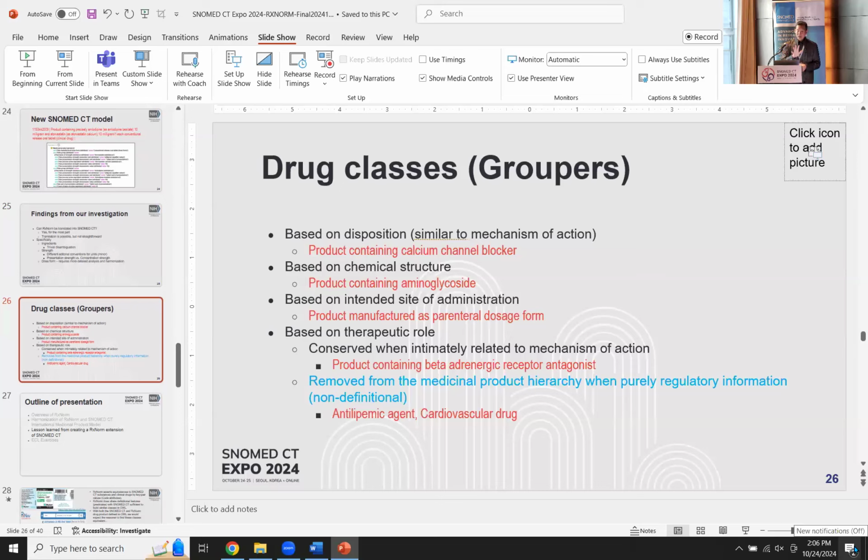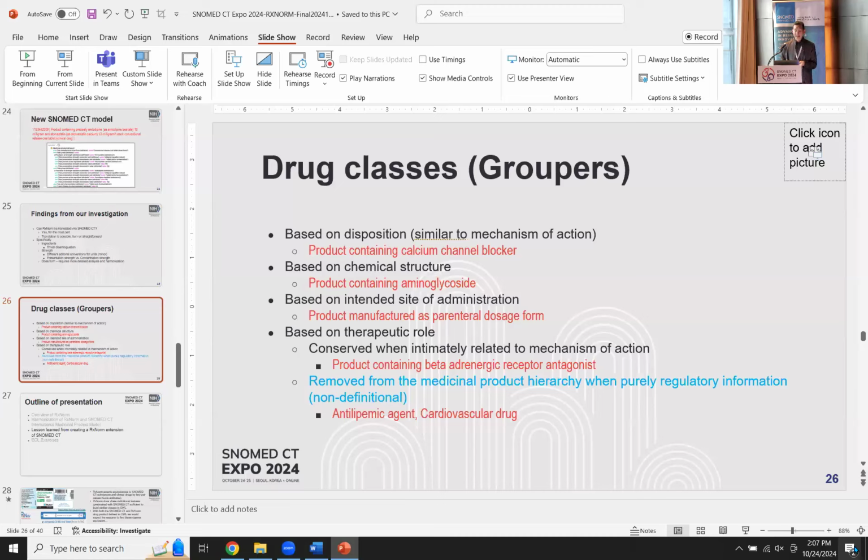So one thing that I've not talked about so far is drug classes, which are important if you want to do queries based on drug classes. In SNOMED CT, these are the ways that drug classes are constructed. The first one is based on disposition, which is very similar to mechanism of action. For example, a product containing calcium channel blocker is a mechanism of action. The second type of class is based on chemical structure, like a product containing aminoglycoside. And the third one is based on the intended site of administration, whether it's an oral drug, or a topical, or a parenteral dosage form.